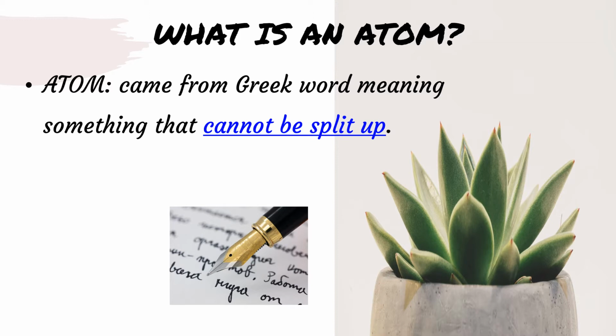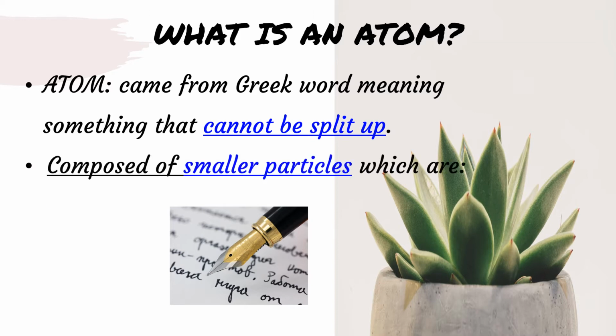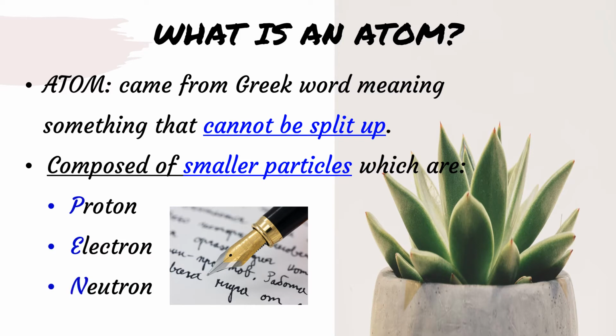The word atom is a Greek word which means something that cannot be split up. Why can it not be split up? Yes, due to its very small size. And this tiny thing is composed of smaller parts which we call protons, electrons, and neutrons.